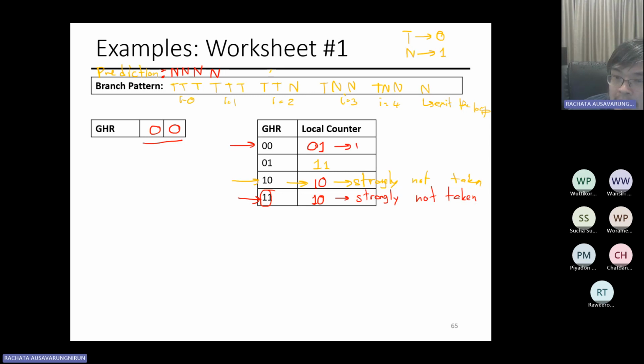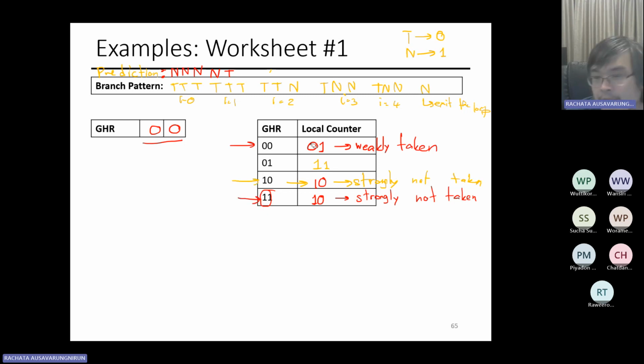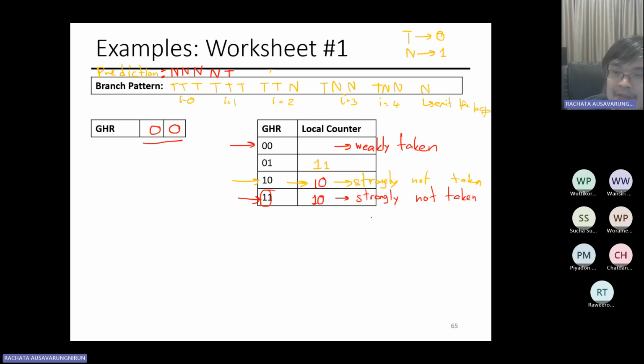This is weakly taken. Because this is 0, 1, you're going to predict that I will take this branch, and you're correct. Regardless of whether you're correct or not, you update everything. From 0, 1, you become strongly taken, 0, 0.